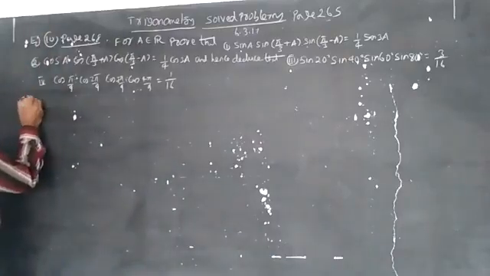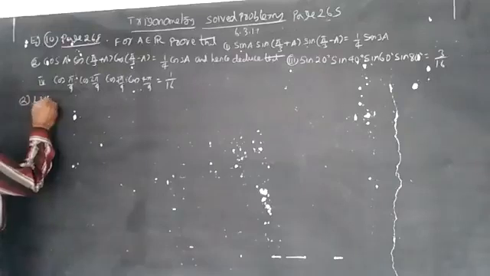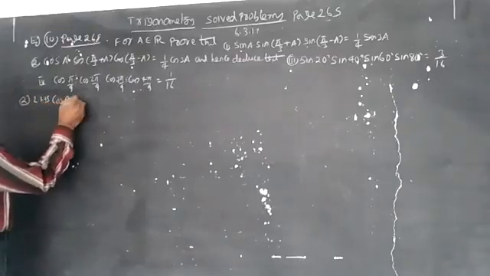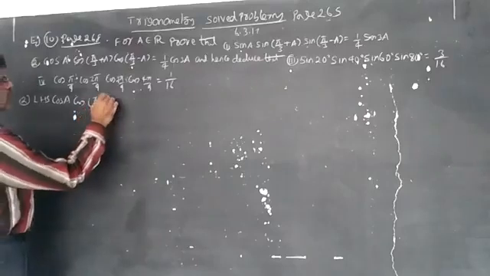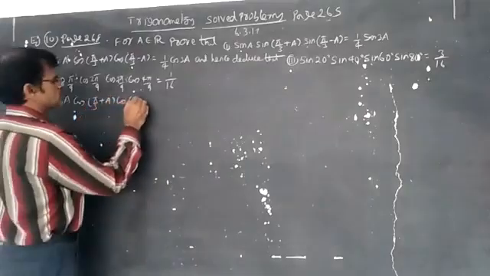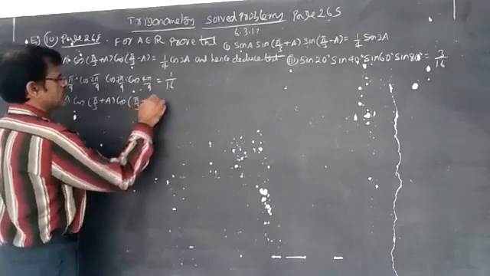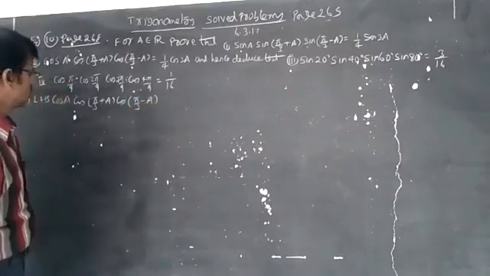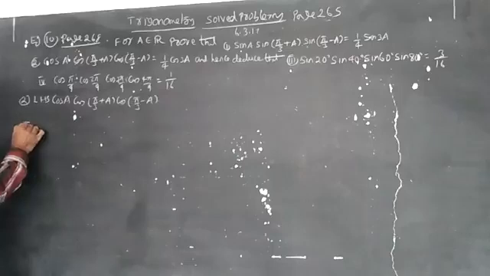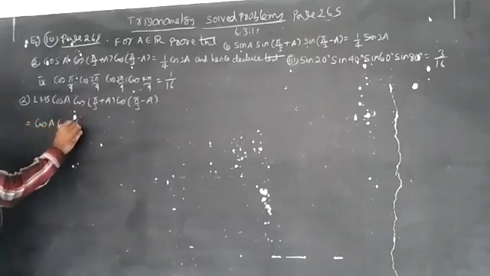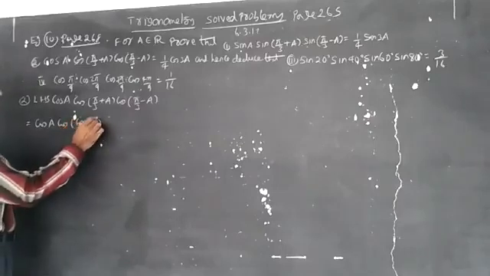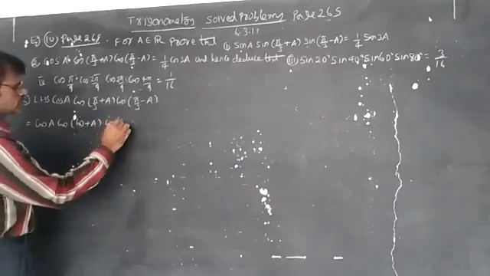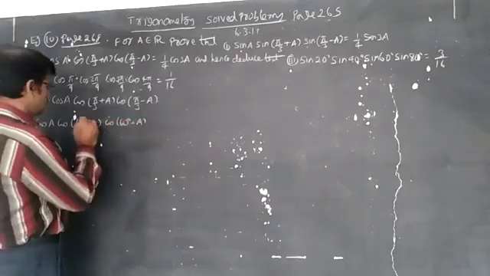Second bit, LHS: cos A into cos(π/3 + A) into cos(π/3 − A). This is the LHS. That is equal to, once again we can write here, cos A into cos(60° + A) into cos(60° − A).